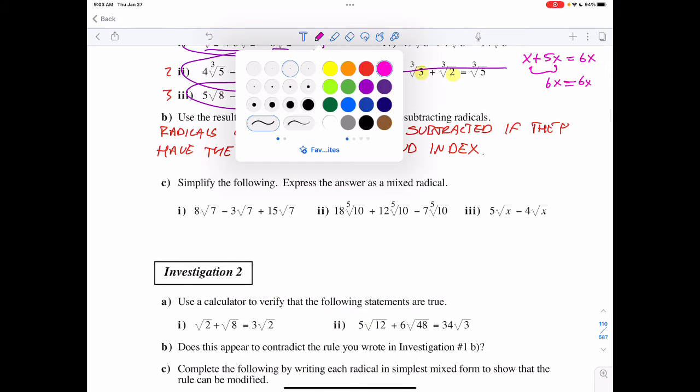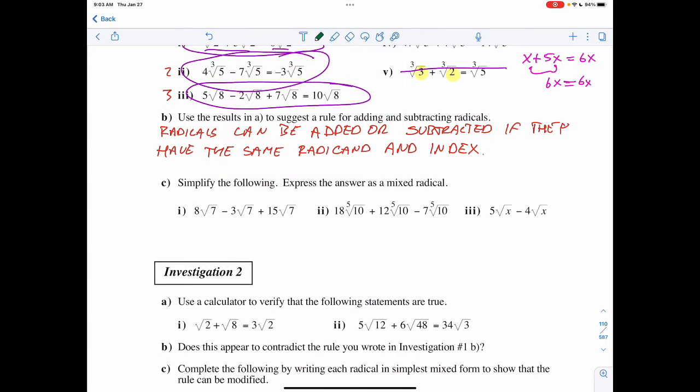So when I put this into practice, if I have 8 root 7's minus 3 root 7's plus 15 root 7's, then how many root 7's do I have? Well, I have 8 minus 3 plus 15. I have 20 root 7's here.